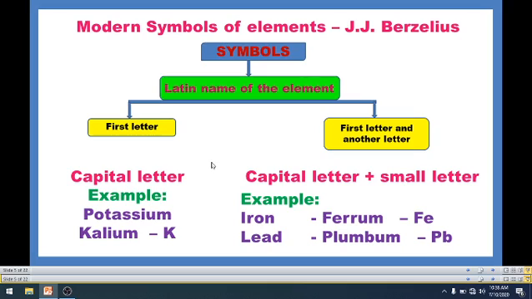Okay children, so symbols are derived from the English name or from the Latin name. You can use the first letter of the name of the element, or else use one more letter along with the first letter. So one letter symbols and two letter symbols can be used. The first letter should be capital and the second letter should be small. So that's about symbols of elements.